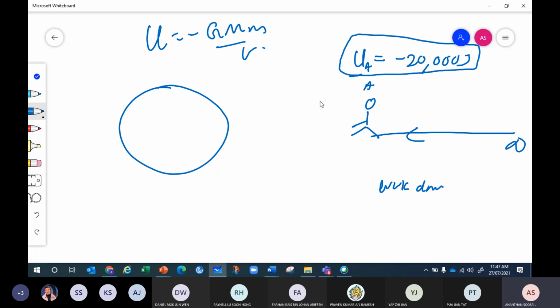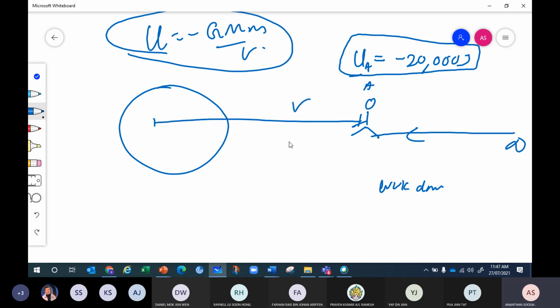It's negative 20,000 joule. We calculate based on negative GMm over r, where r is calculated from the center to this point. Okay, now I want you, if you understand this term, you should answer this question.